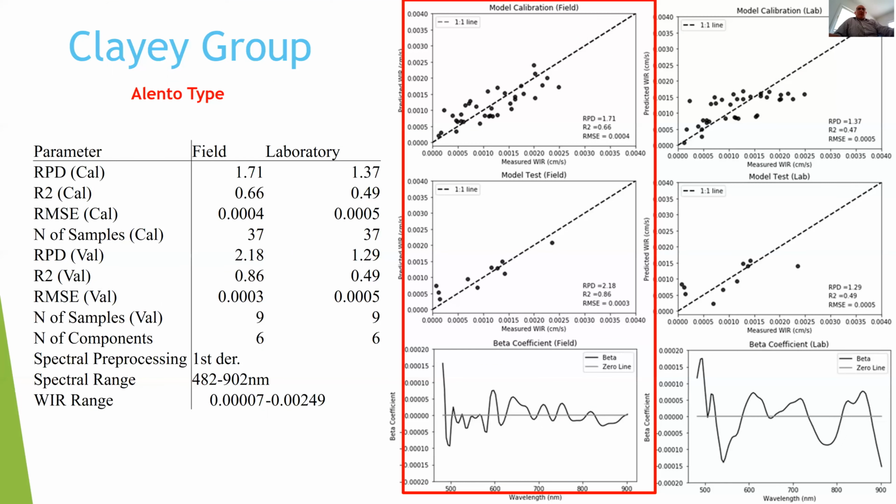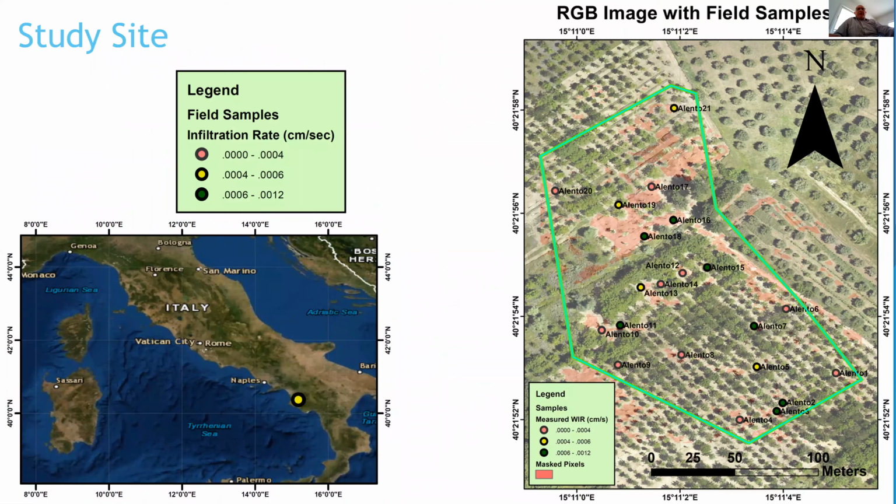So for all of the samples the pattern was the same. The field information was much better than the laboratory model. And we took this model for the Alento, the clay model, because it was more clay soil. We took the clay model and measured now. On the right-hand side you see the points of measuring spectral information, and also points of measuring the infiltration rate. And as you see, some of the area is vegetated, so we had to find out which are the bare soil samples.